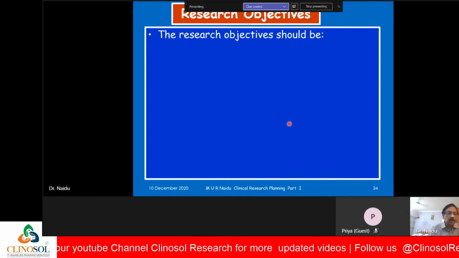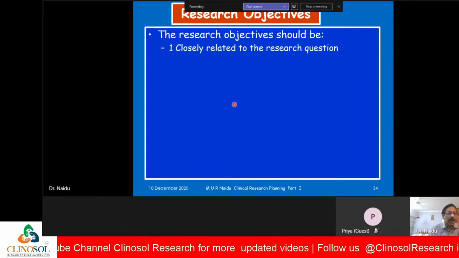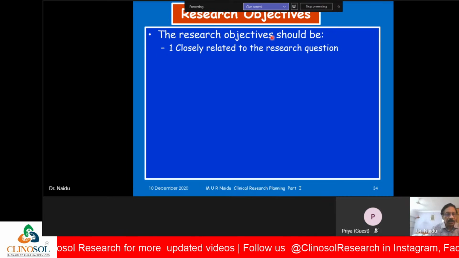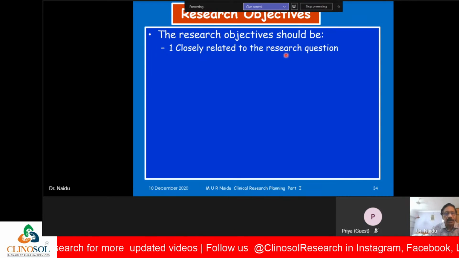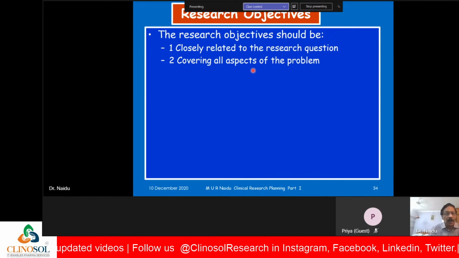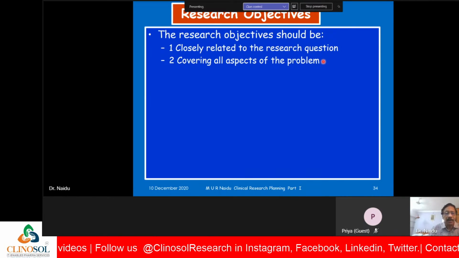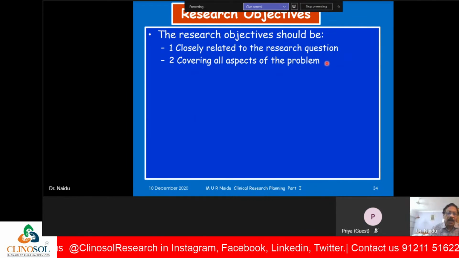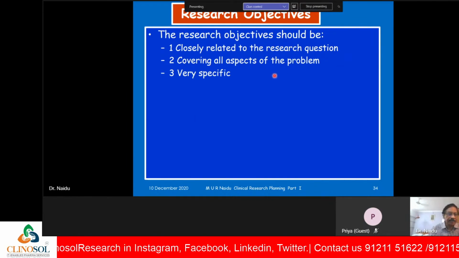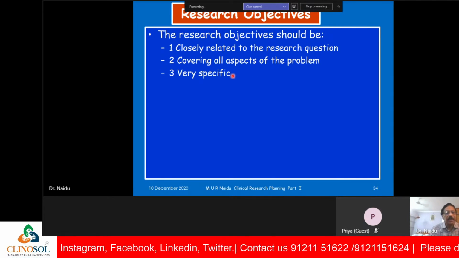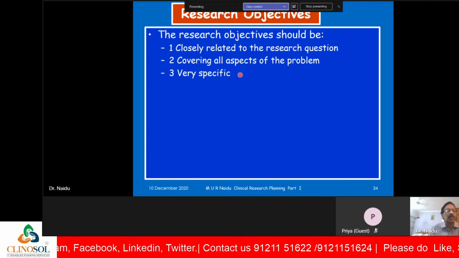Now coming to research objective, what should it have? It should be closely related to your research question. Always, the objective and your research question should be very near, covering all aspects of the problem. You have to define all the problem in that particular issue and cover everything. Very, very important thing: never say anything which is non-specific. You should be very specific.